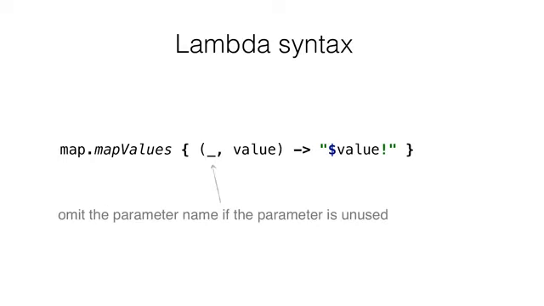If one of the lambda's arguments isn't used, you can replace it with an underscore, and in this case, also the syntax is more readable. You don't need to invent a name for the parameter that is not used. Sometimes it's not very easy.